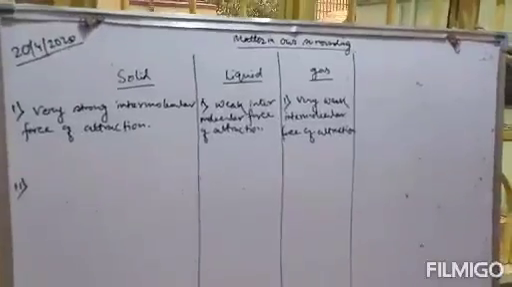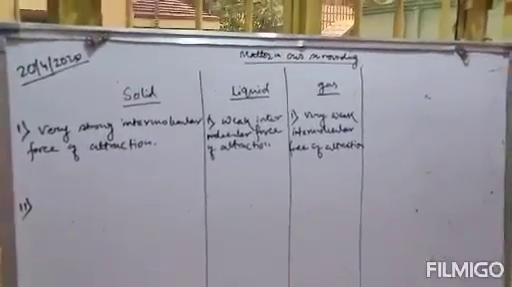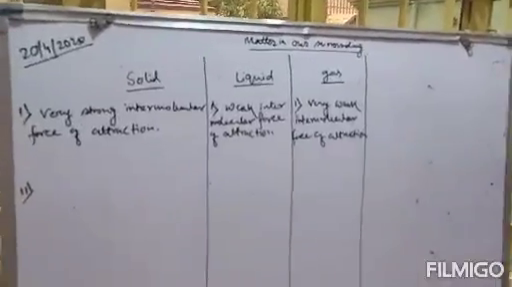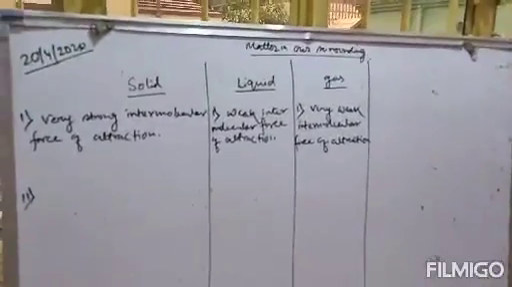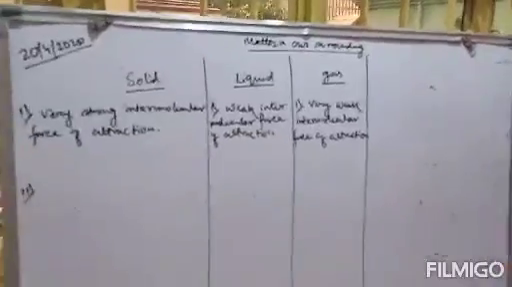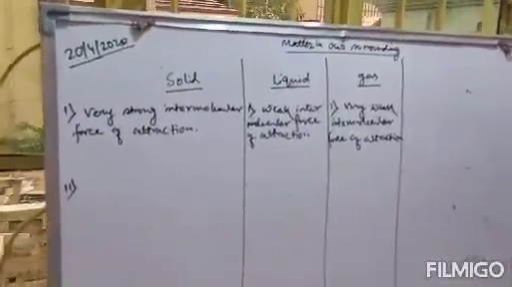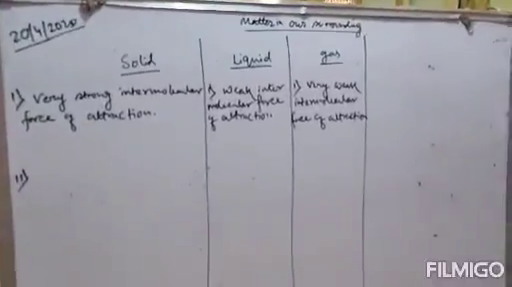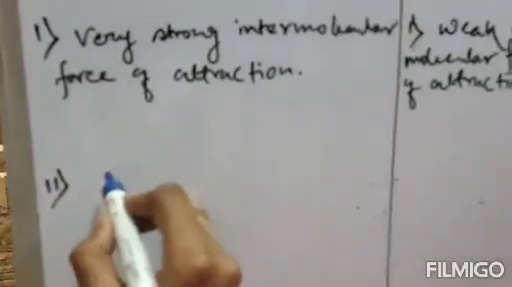Actually, in solid, the two molecules are very closely packed. That's why the intermolecular distance is very less in solid, and that's why the intermolecular force of attraction is very strong. So intermolecular distance in solid molecules is very less. So this will be based on intermolecular distance.